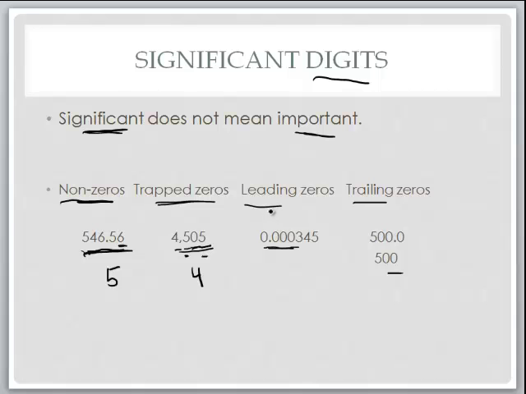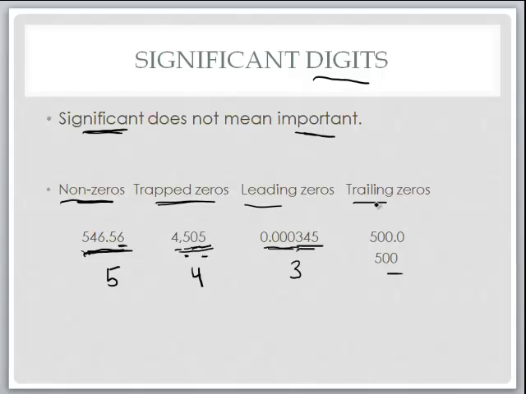Leading zeros are never significant. So we don't count those digits, we only count the non-zeros, 1, 2, 3. So 0.000345 has 3 significant digits. Now these 3 zeros here are important. They tell you the placement of the number, but they're not called significant. In other words, the measuring device is not measuring in that region. It's measuring in that region.